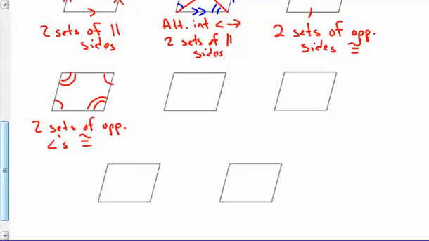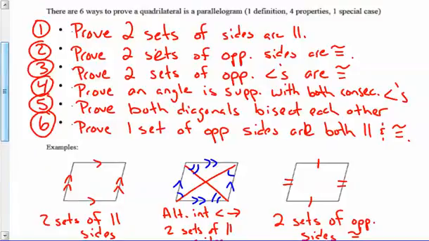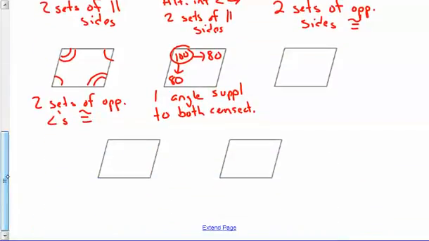Method 4 is to prove, let's say this is 100 degrees, you would have to have these 2 and these 2 adding up to 180 degrees. And that would give you one angle supplementary to both consecutives. Alright, so that would be method number 4. Method number 5 is to prove that the diagonals bisect each other. So, a little hard to speak.